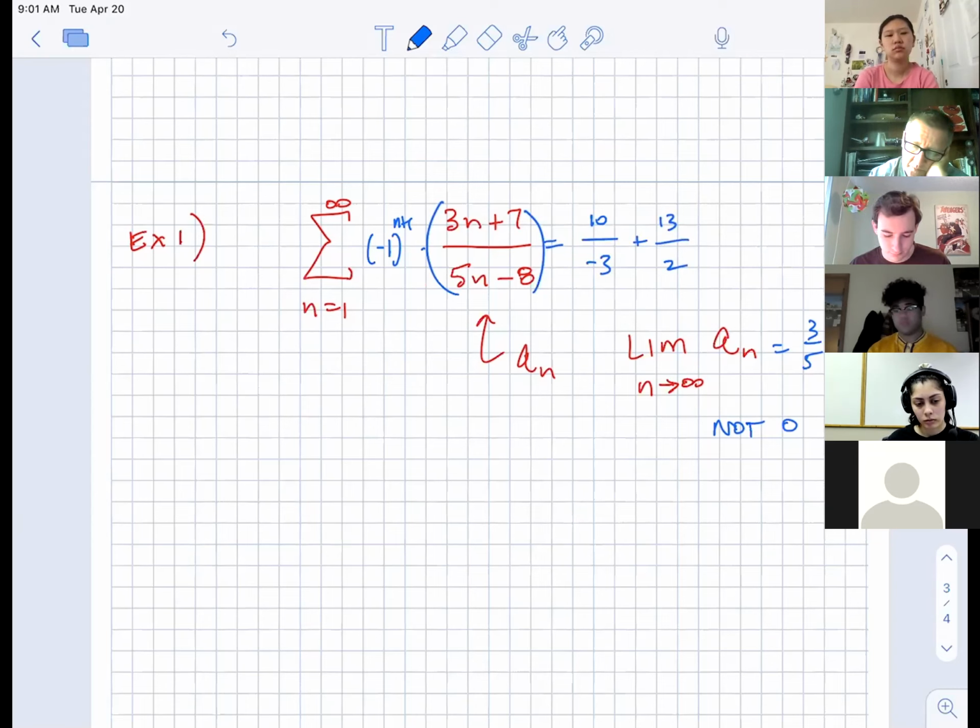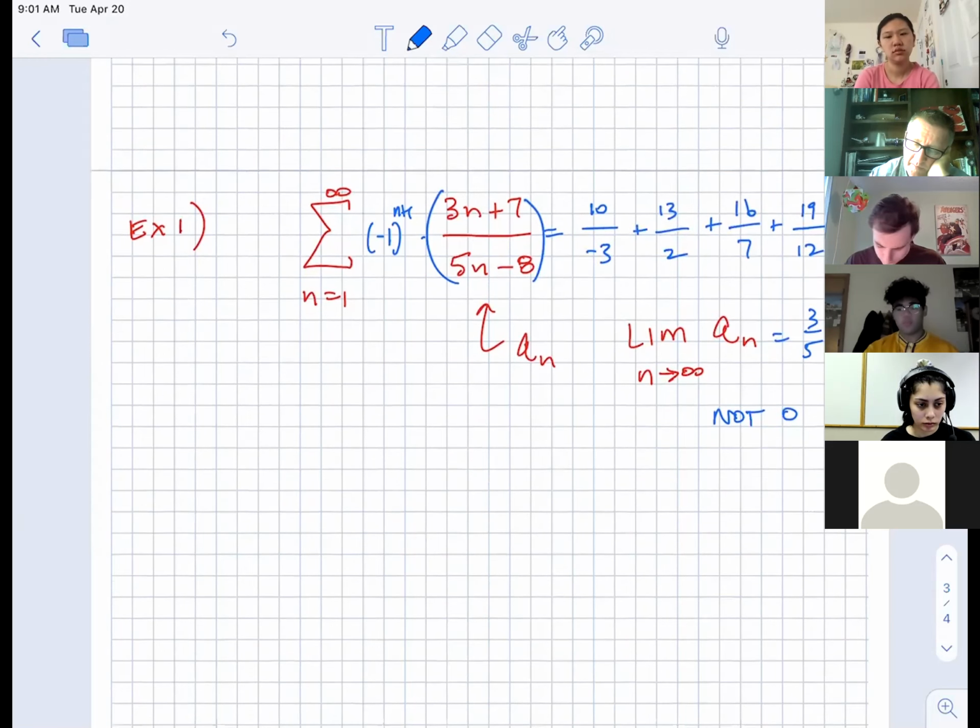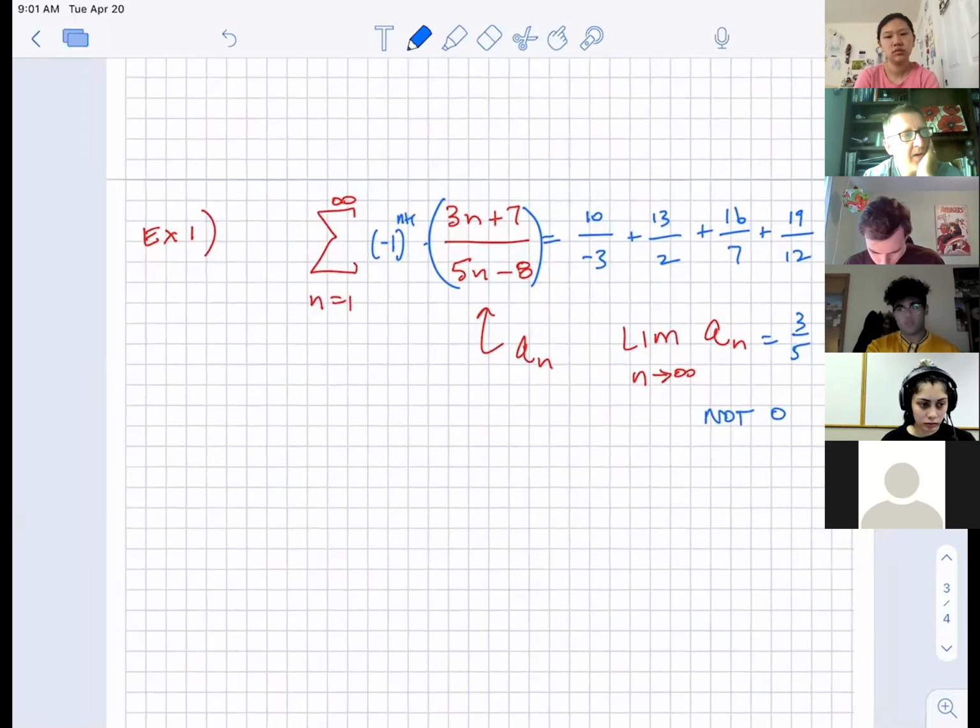So now what happens? Well, put n as 3 in, you get 16 on top. N as 3, you get 7 on the bottom. N as 4, you get 19 on top. N as 4, you get 12 on the bottom. Do you see how the terms are starting to get smaller now, if you will? Like 13 over 2 was a pretty big number. 16 over 7 is roughly 2. 19 over 12 is kind of on its way to 1.